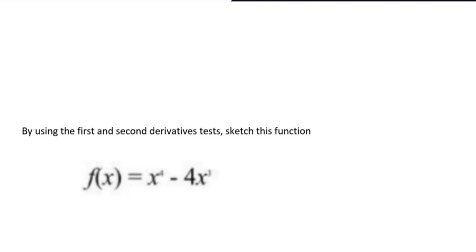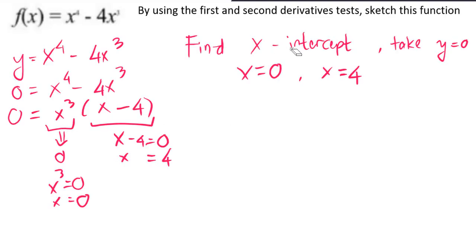So let's get started. How to find x-intercepts? We can get the x-intercept when we take the value of y equals 0. So we plug in y equals 0, equals x to the power of 4 minus 4x cubed. Then from these two terms, we factorize x cubed because both have the common factor of x cubed. Taking x cubed out of x to the power of 4, we have x left, and taking x cubed out of minus 4x cubed, we get minus 4 only.